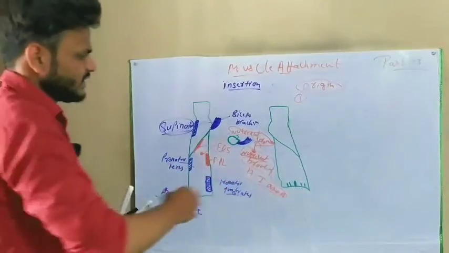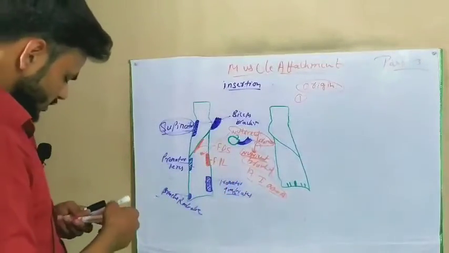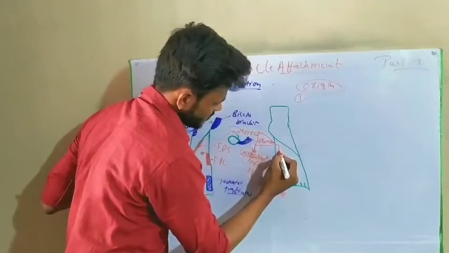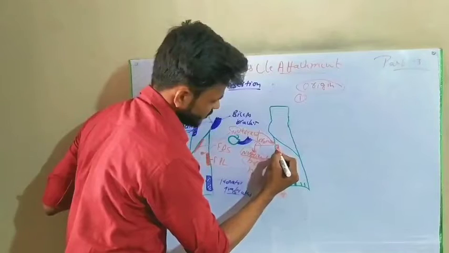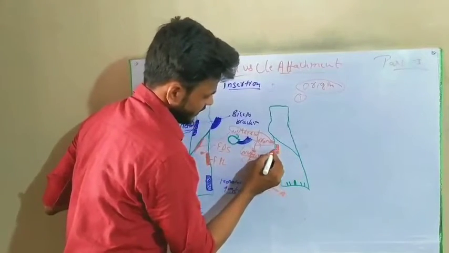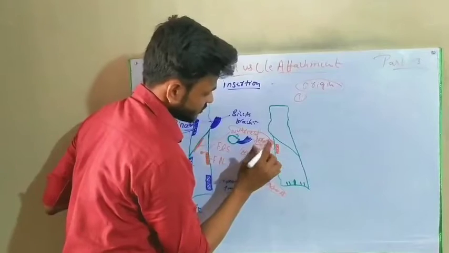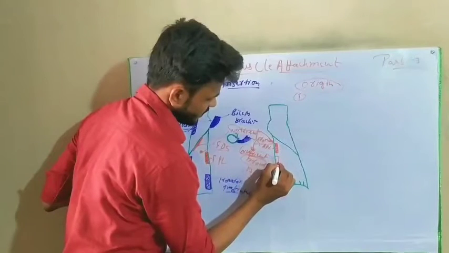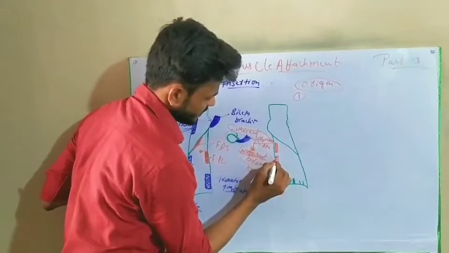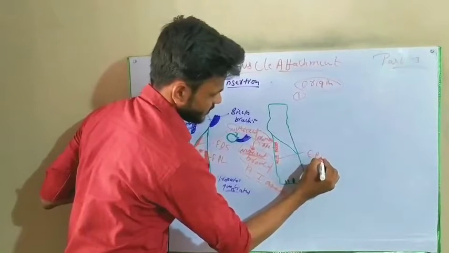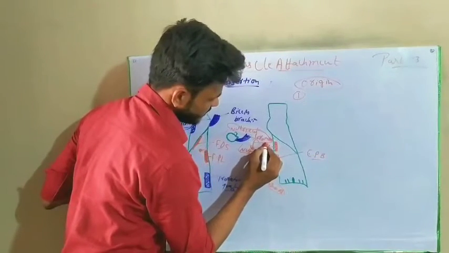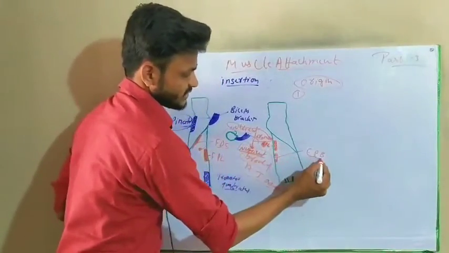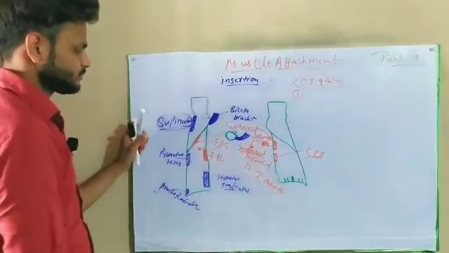And on the posterior surface there is one muscle which takes origin from the interosseous border, the posterior surface of the interosseous border. This muscle is called abductor pollicis longus, and there is also another muscle, called extensor pollicis brevis. This is our abductor pollicis longus, and this is extensor pollicis brevis.